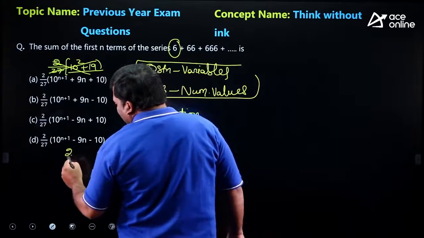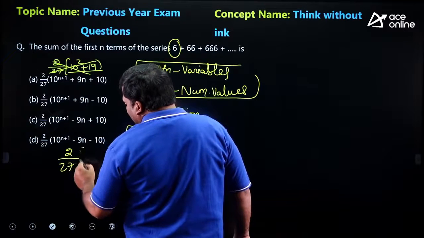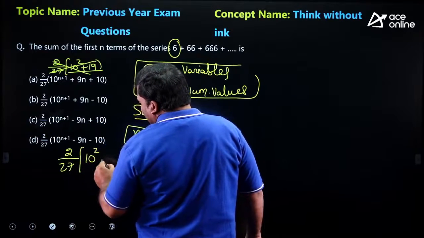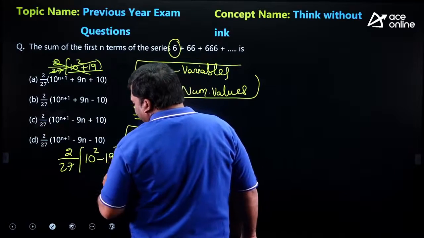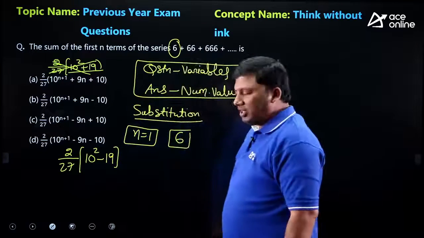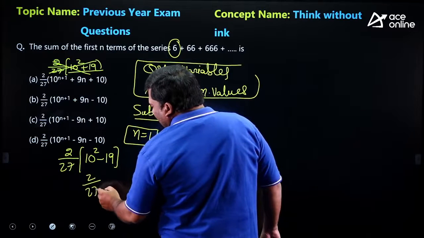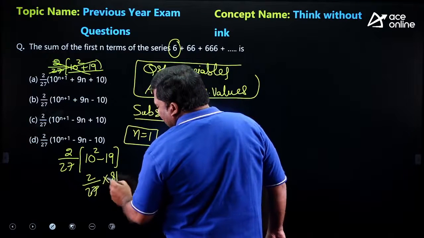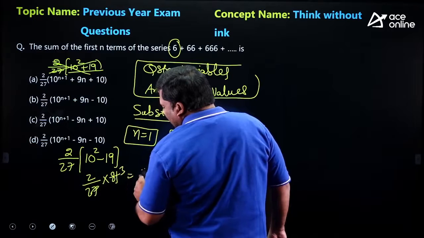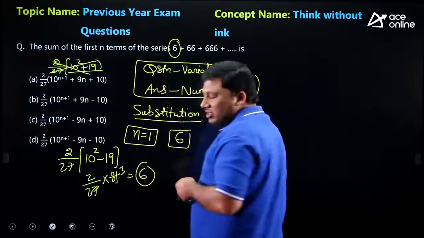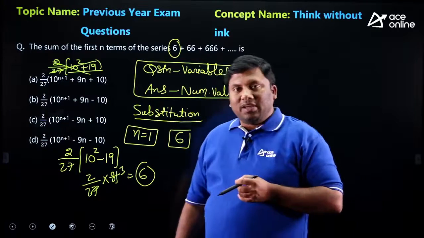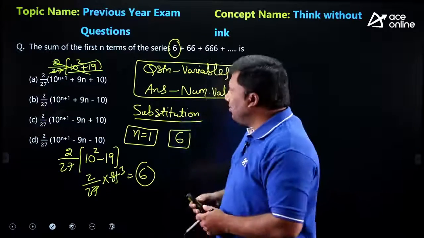Option D: 2 by 27 into (10 square minus 19). So this becomes 2 by 27 into 81, since 100 minus 19 is 81. 27 3s are 81, and 3 2s are 6. This is a pattern based question.